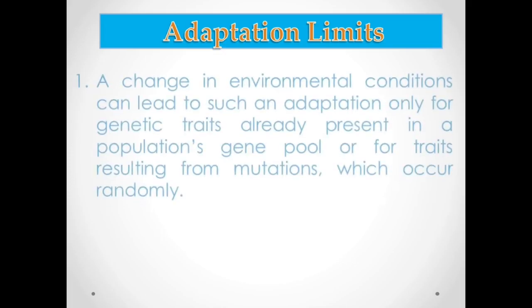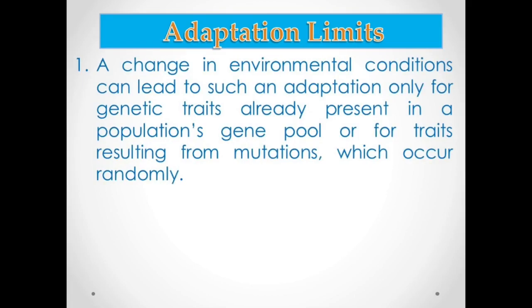Number one is that a change in environmental conditions can lead to such an adaptation only for genetic traits already present in a population's gene pool, or for traits resulting from mutations, which actually occur randomly. Okay? So only those genetic traits that are already present in the populations can lead to such an adaptation, and also traits resulting from mutations, and these mutations can only happen randomly. So it's actually not all the time.